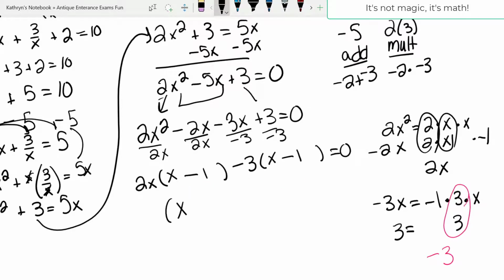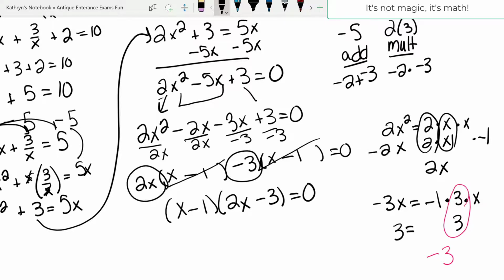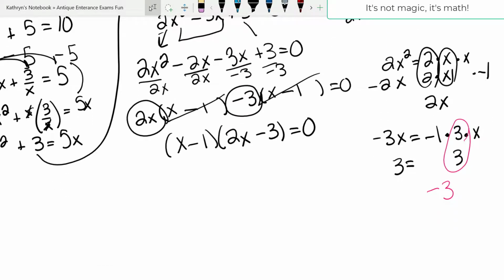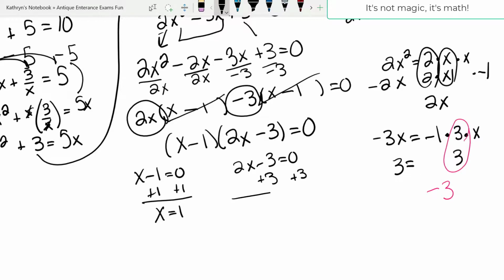Let's rewrite it. We're going to have x minus 1 times, if I take out x minus 1, I'm left with 2x. If I take out x minus 1, I'm left with minus 3 equals 0. We're almost there. Now we're going to make everything that has a variable equal to 0. X minus 1 equals 0, and 2x minus 3 equals 0. I'm going to add 1 to both sides, so x equals 1. I'm going to add 3 to both sides, so 2x equals 3. I'm going to divide by 2, so x equals 3 halves.